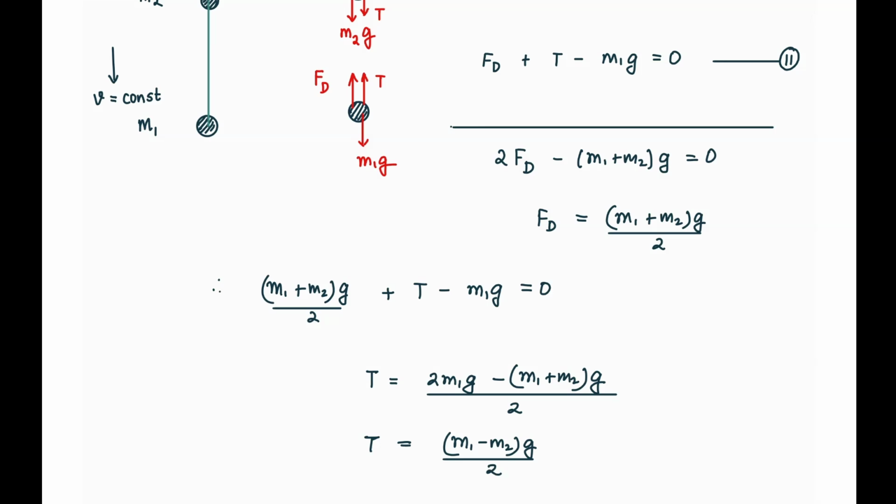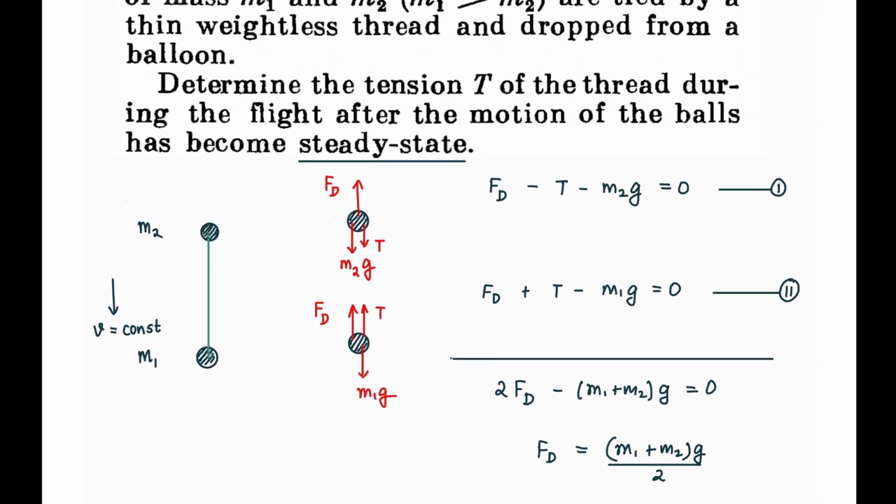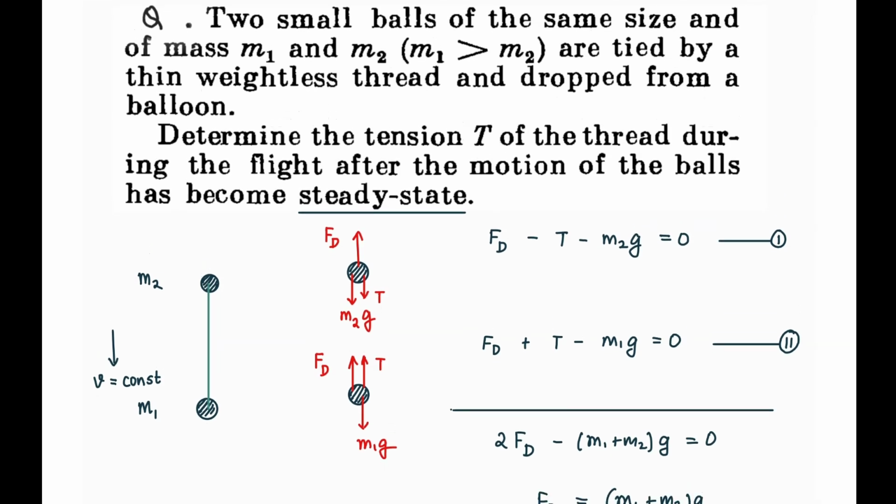So this is the expression for the tension force, and the final answer for this particular problem. It is a very simple problem. The problem becomes difficult only when you don't consider drag force while drawing the FBD, since it is dropped from a balloon and the problem is not stating anything else or hinting towards drag force. This is the only hint: we need to consider drag force so as to attain a steady state condition, and drag force will always act opposite to the direction of velocity.